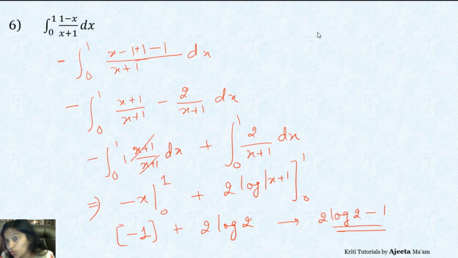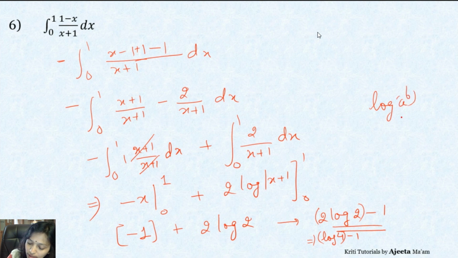And what can you write 2 log 2 as? You can write 2 log 2 as log 4. So put the bracket, okay? You can't separate 2 minus 1, you cannot subtract. Okay, so we get log 4 minus 1 also as the answer, in bracket. Okay, why? Because log a raised to b is what? b log a. So again, for MCQs be particular about all this. You can get different answers in different forms.